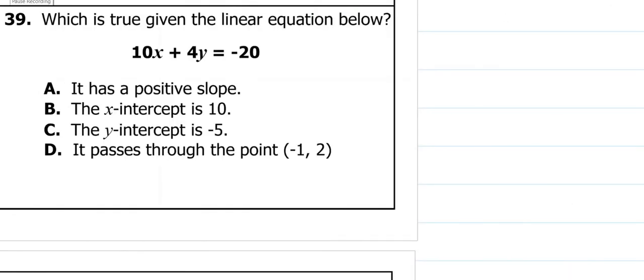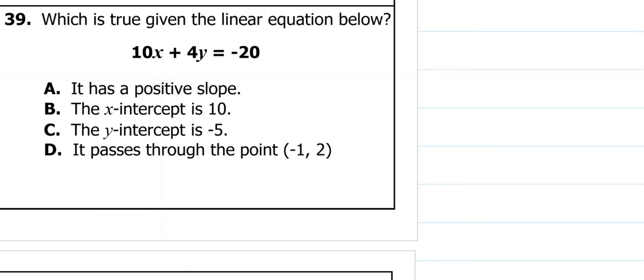39. Which is true given the linear equation below? A, it has a positive slope. B, the x-intercept is 10. C, the y-intercept is negative 5. D, it passes through the point negative 1, 2.